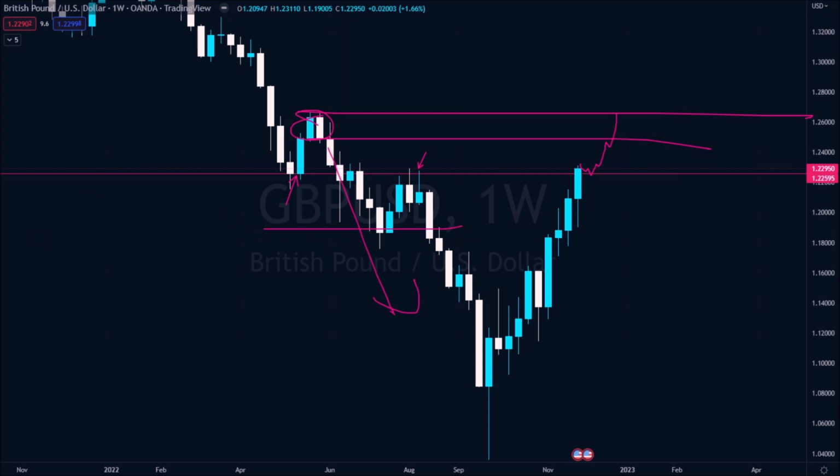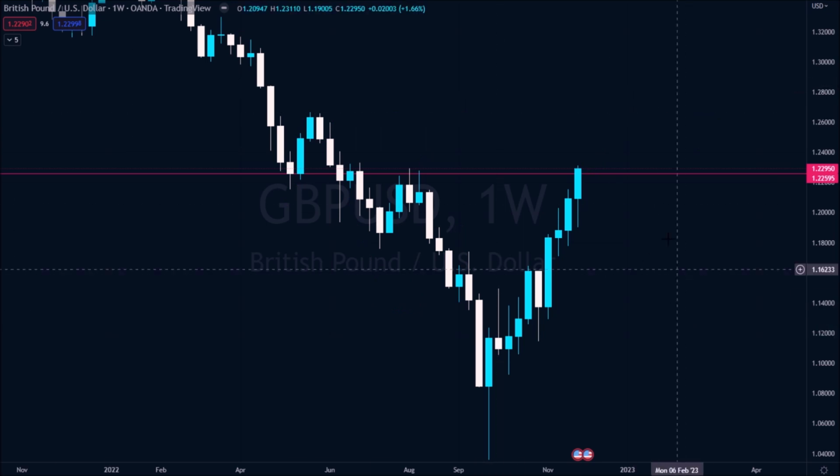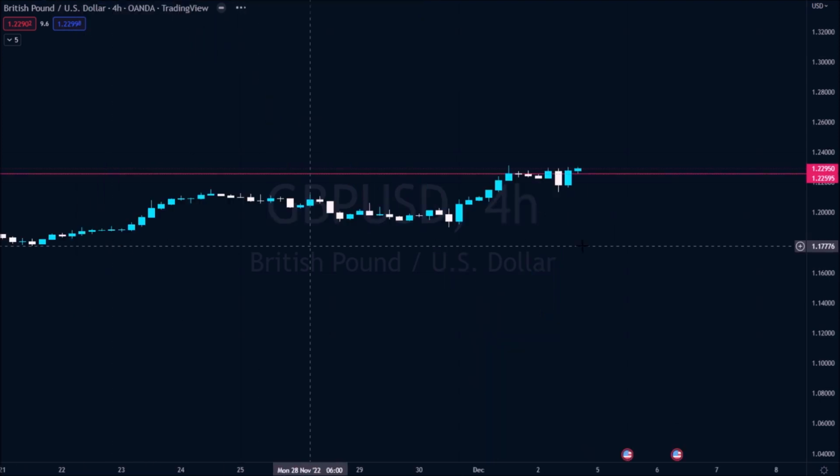If I do buy this, it'll be short term. I do prefer pound CAD for a longer term trade to the upside. But looking at pound dollar, let's go down into the 4-hour.